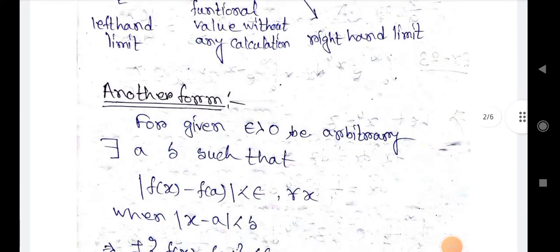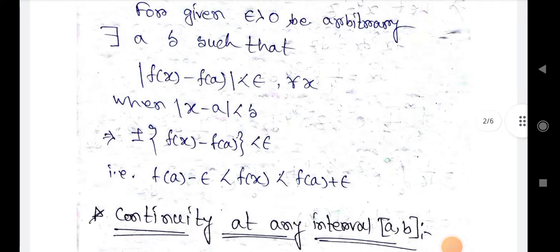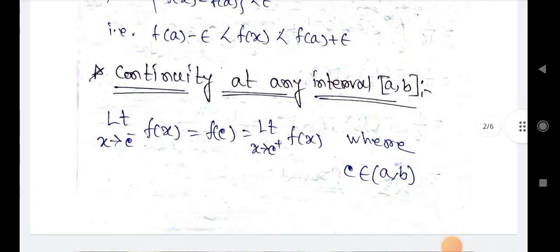Its another form is, for given epsilon greater than 0 arbitrary, there exists delta such that mod of f(x) minus f(a) is less than epsilon for all x when mod of x minus a is less than delta, that is f(a) minus epsilon less than f(x) less than f(a) plus epsilon. Now continuity in an interval, closed interval [a, b].